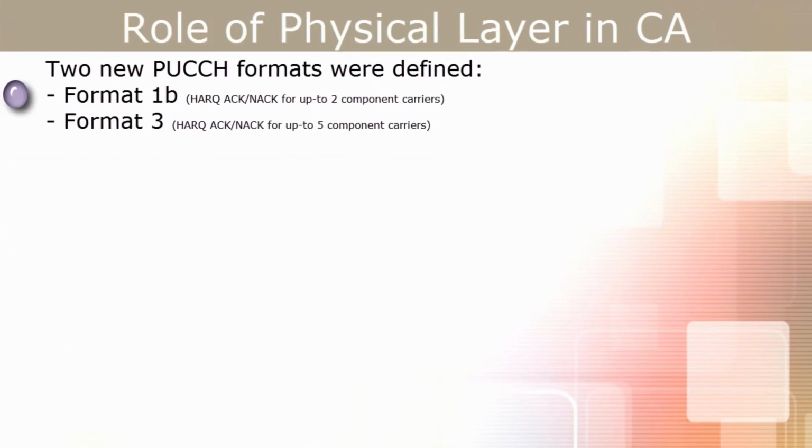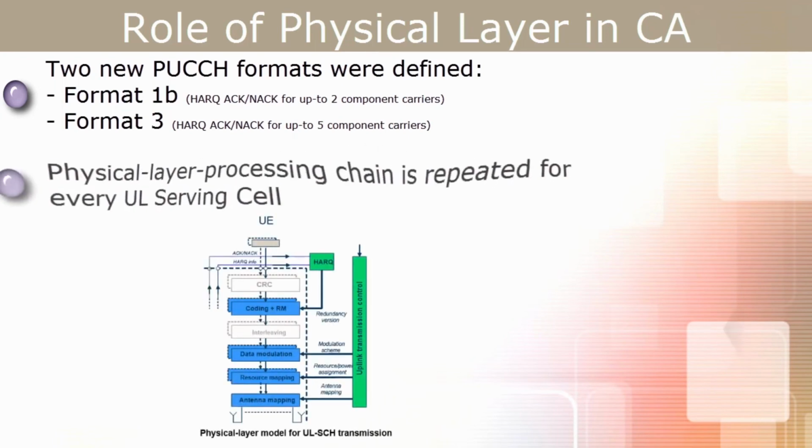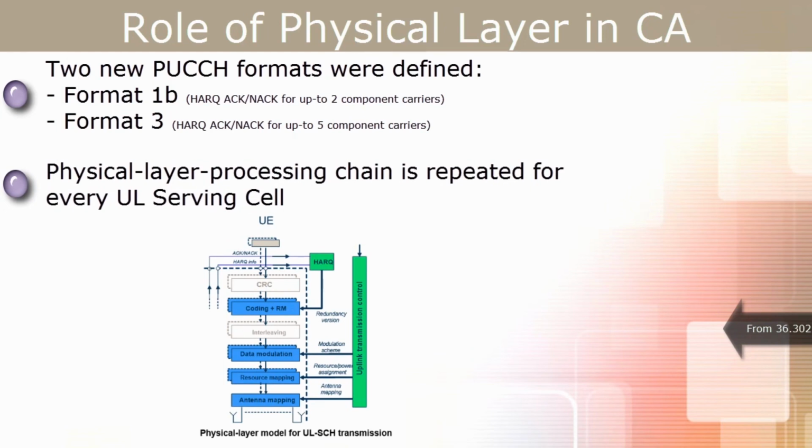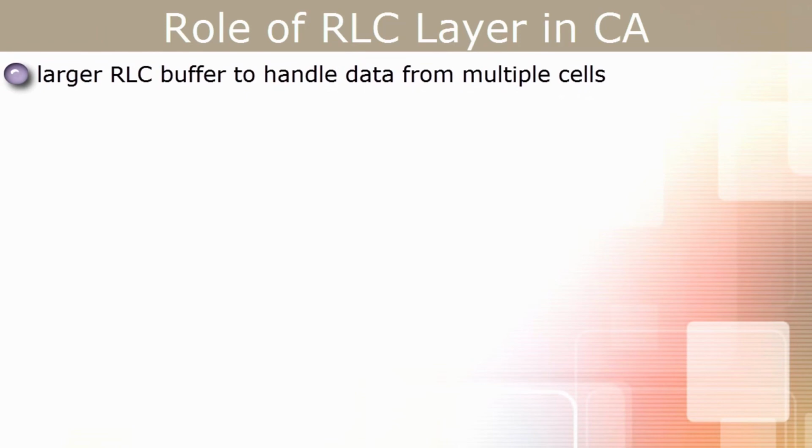Two new PUCCH formats, Format 1B and Format 3, were defined to report HARQ ACK or NACK for more than one component carrier. Format 1B can be used to send HARQ ACK/NACK for up to 2 component carriers, and Format 3 can be used to send HARQ ACK/NACK for up to 5 component carriers. There is one physical layer per secondary cell. The physical layer processing chain shown in this figure is repeated in the UE for every uplink serving cell. Only impact at the RLC layer was to have a larger RLC buffer to handle data from multiple cells.